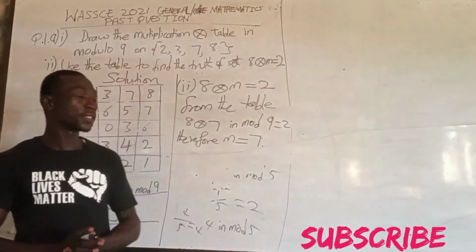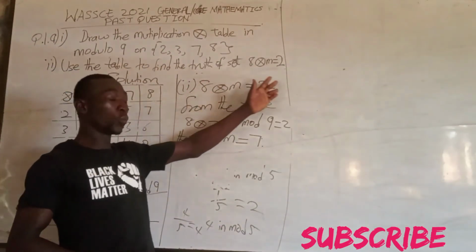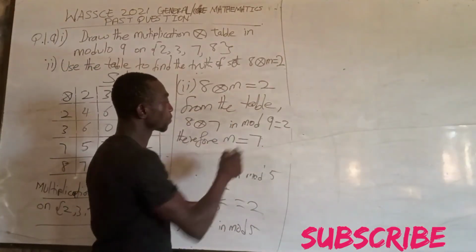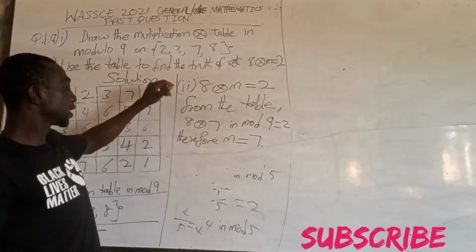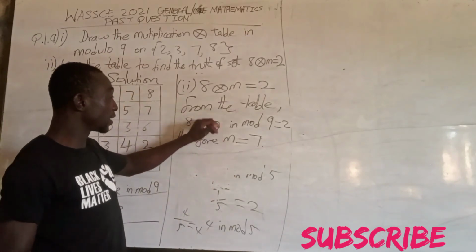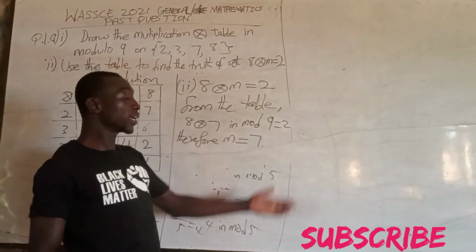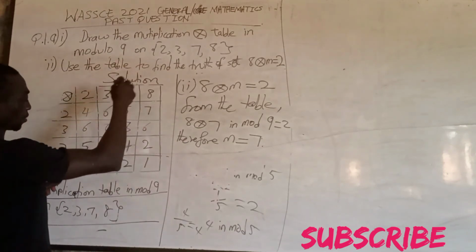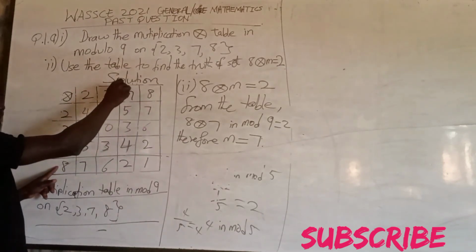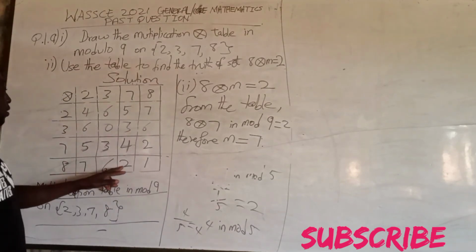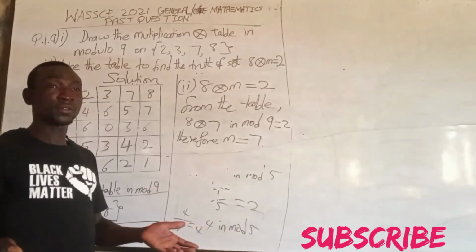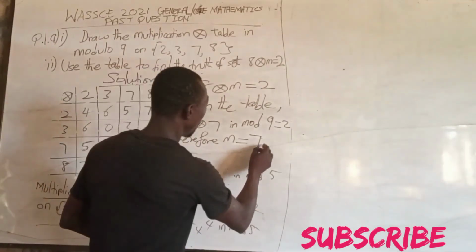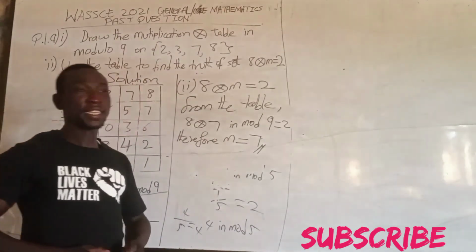So guys, we write it this way. That is from the table: 8 times 7 in mod 9 equals 2, because 8 times 7 in mod 9 will give us 2. So therefore, the answer is 7. So we have this, and that is that.